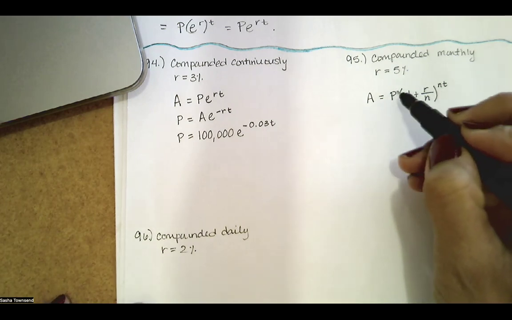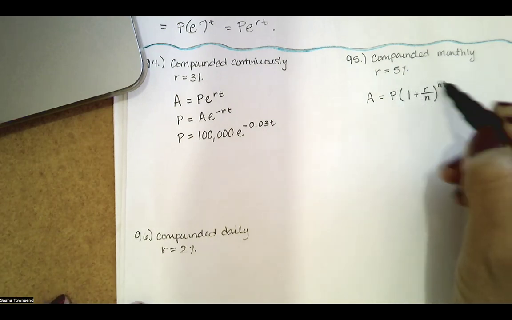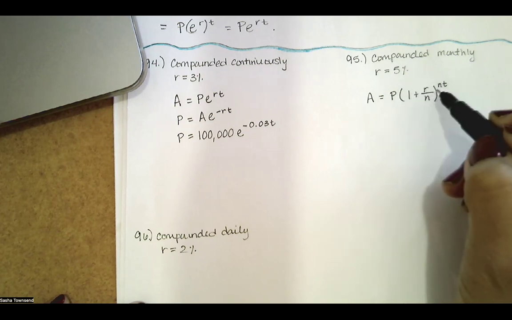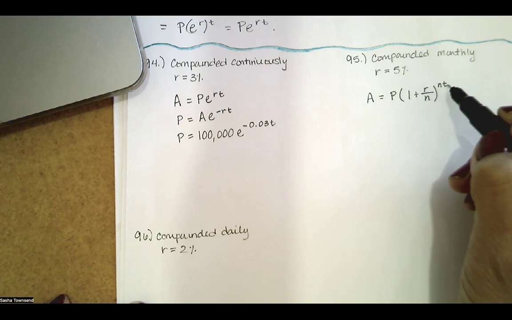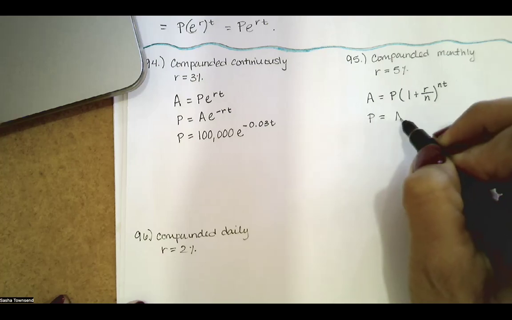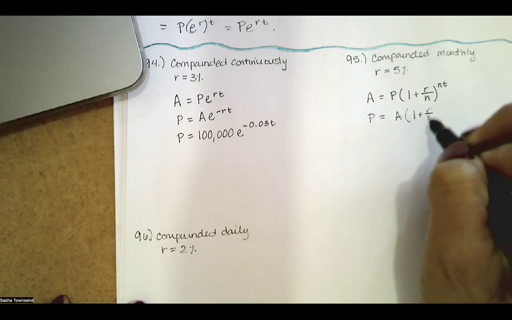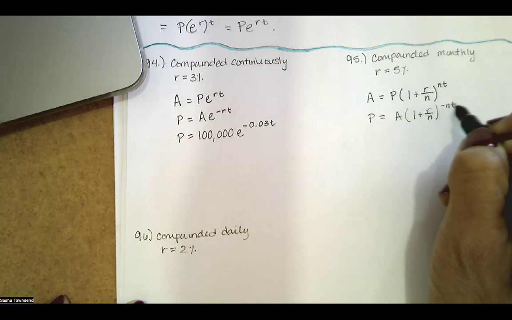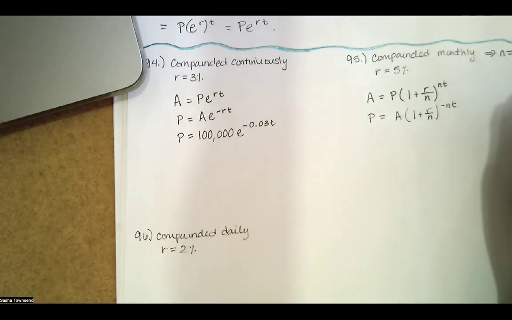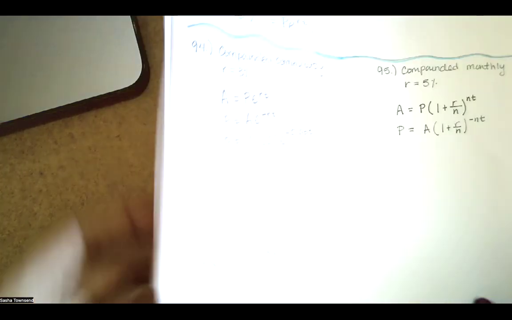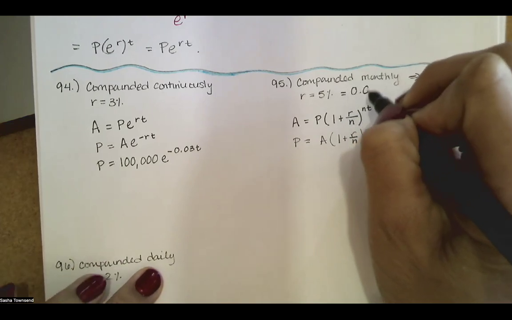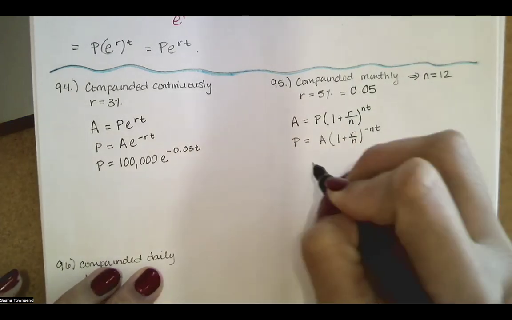We want to solve for P. We can either divide both sides by this or multiply both sides by this exponential. But instead of having an nt for our exponent, we'll have a negative nt. So P is A times 1 plus r divided by n raised to the negative nt. Compounded monthly just means we're going to compound interest 12 times per year. And if we have an interest rate of 5%, we're going to write that as 0.05.